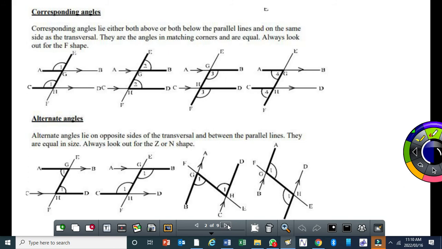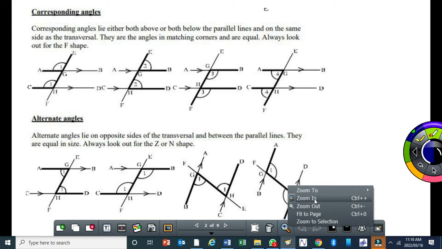Corresponding angles are found on the same side of the transversal and on different sides of the parallel lines. So in this case here, we have EF. Let me just zoom it in so that you can see that.